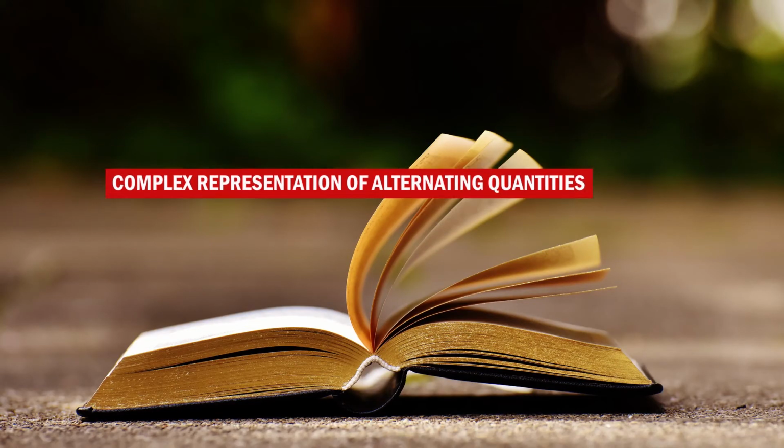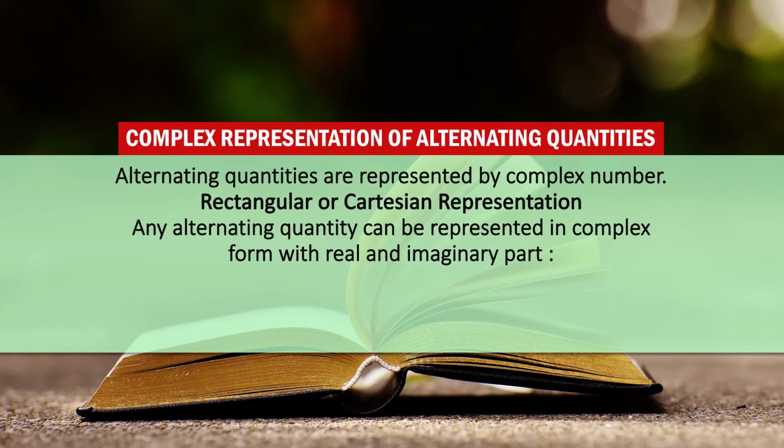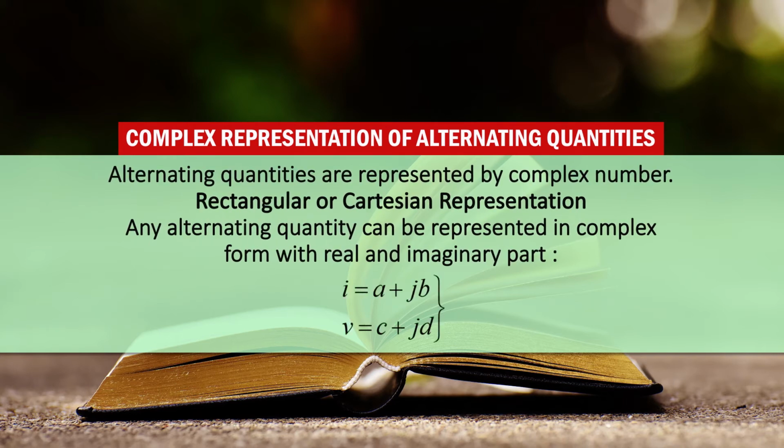Now we have to understand complex representation of alternating quantities. Alternating quantities are represented by complex numbers, which can be understood by rectangular or Cartesian representation. Any alternating quantity can be represented in complex form with a real and an imaginary part. Like, suppose current can be written as A plus jB and voltage can be written as C plus jD.